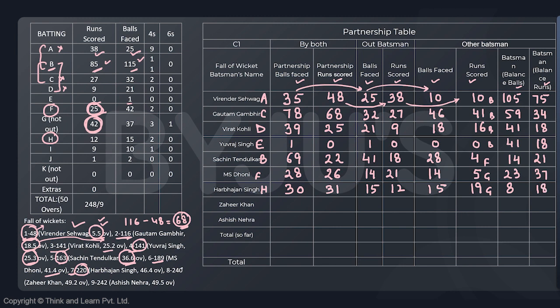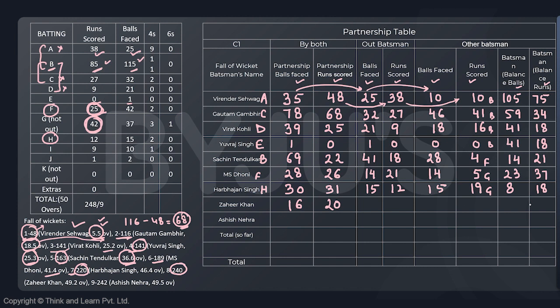Next player to get out is at 240. So the partnership lasted for 20 more runs, right? And Zahir Khan is the player. This 46.4 and 49.2. 49.2 minus 46.4 is 20 balls. So next partnership lasted for 49.2 minus 46.4. That is, I'm sorry, not 20. It is 16 balls, I think. Yes, it is 16 balls. 3 overs minus 2 balls, that is 16 balls it lasted for.